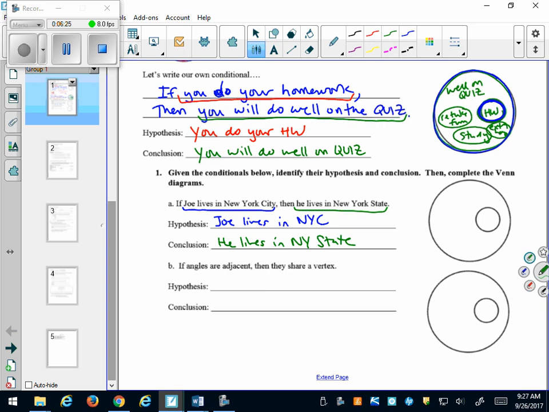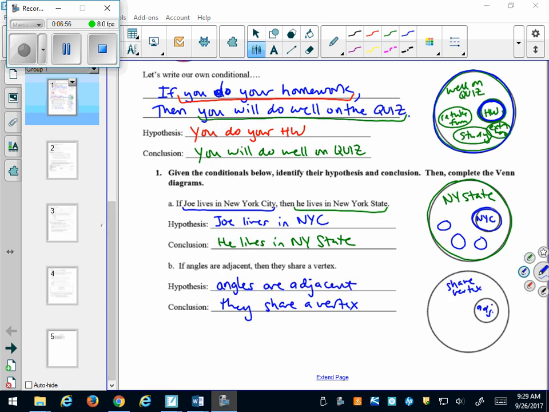So our Venn diagram, the more broad category is living in New York State, and the more specific category is living in New York City. Right? Because you could live in Albany, and that's in New York State. So there's going to be other categories that go in the New York State category. Okay, you guys try part B. Pause the video and come back.